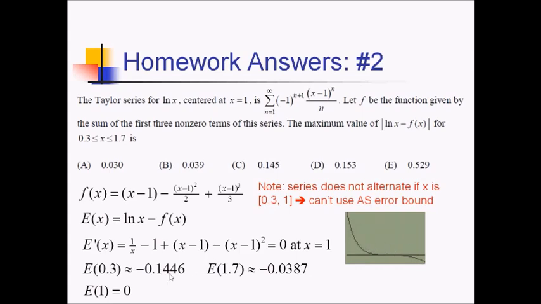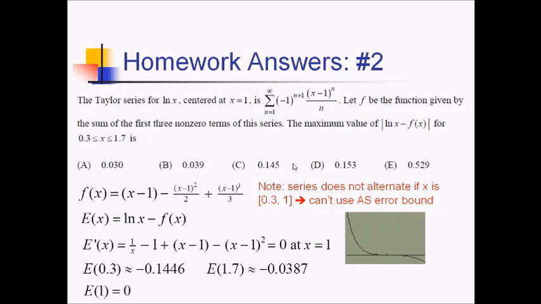But now between these two, it looks like the absolute min is going to be this first one, and we're looking for the maximum absolute value of this stuff. So we just want the value that takes us furthest away from 0. That's going to be this first value here.